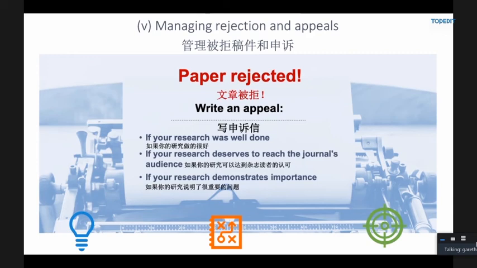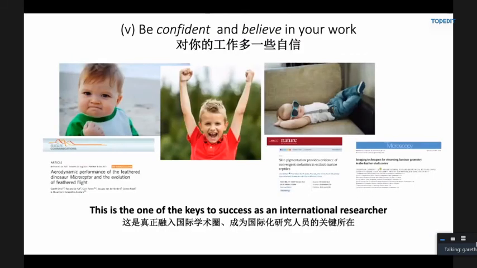This will mean that you won't have to miss out in your career on potential publications that could significantly influence the course of your academic development. Be confident and believe in your work. It's one of the keys to success as an international researcher.